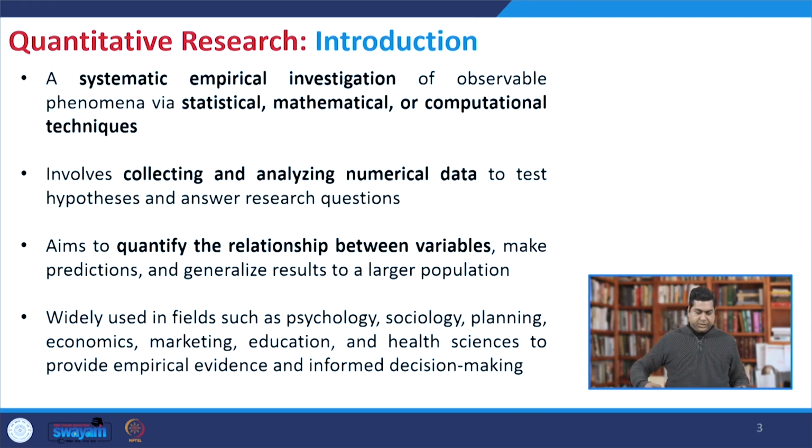Now, coming to the definition, quantitative research, what exactly is it? It is a systematic empirical investigation of observable phenomena via statistical, mathematical and computational techniques. So, when we talk about information, about data, empirical data, and we analyze that data to come out with some sort of relationship among the variables, or maybe make certain predictions out of the existing data, then we go for this quantitative research approach.